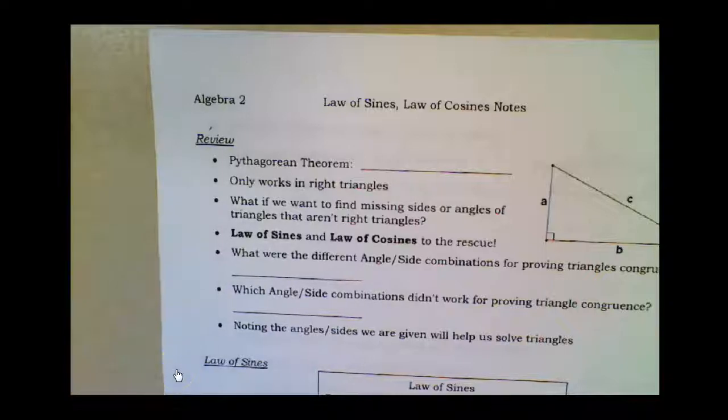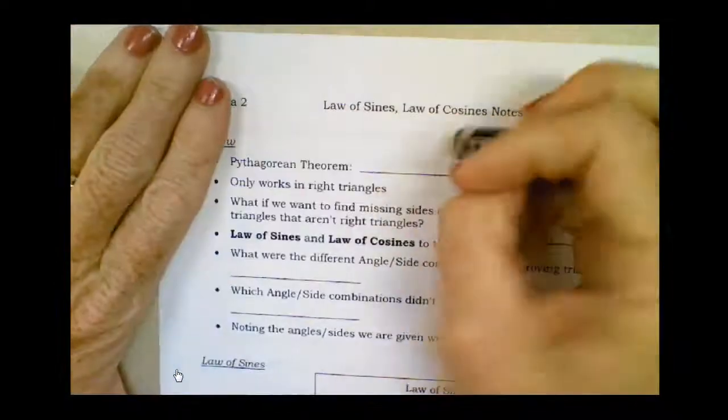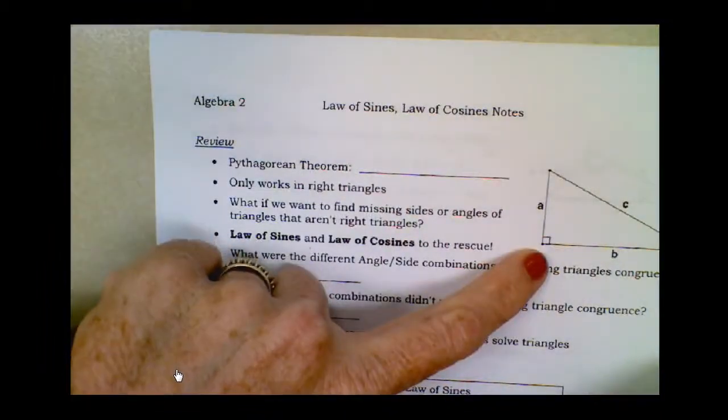All right, so we are just doing our additional section in 9-7, which is law of sines and law of cosines. And so law of sines and law of cosines are for all those triangles that are not right angle triangles.